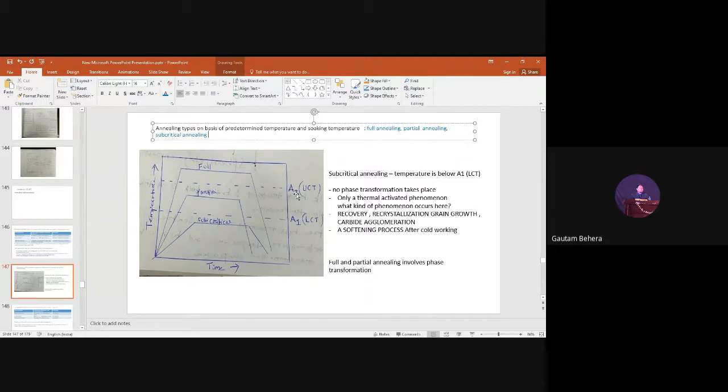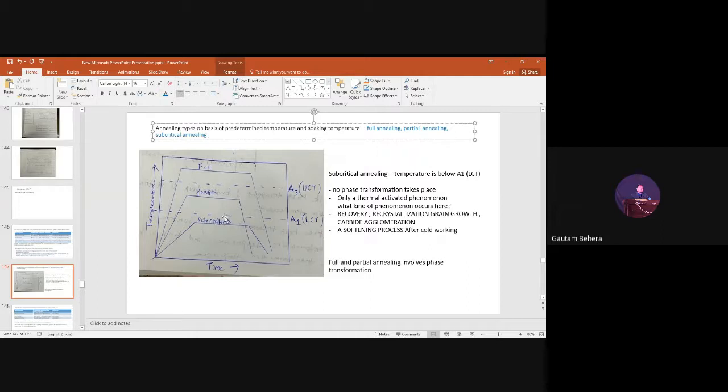I think you have understood now, right? So can you tell me, in between these, where phase transformation will be there, and where there will be no phase transformation? In full and partial annealing, we have phase transformation. Very good. And in subcritical? We don't have any phase transformation below lower critical temperature. Yes, very good.